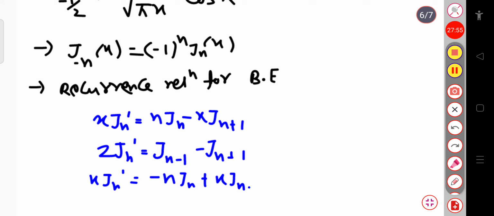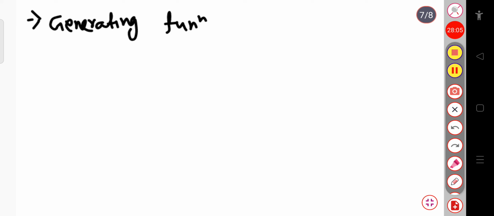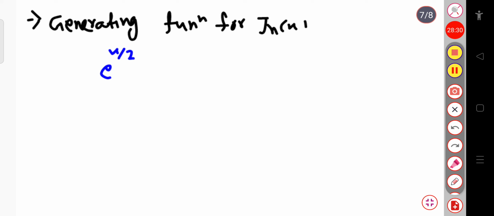Okay. Now we can write the generating function for the Bessel function, that is Jn of x. The generating function, for the coefficient of z power n, is exponential of x by 2 into z minus 1 by z.